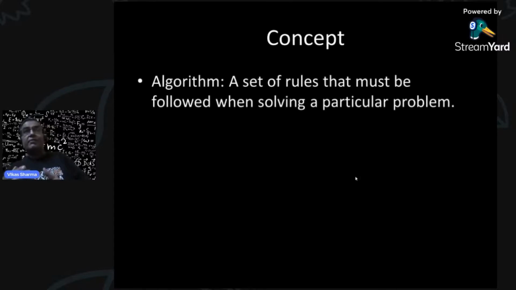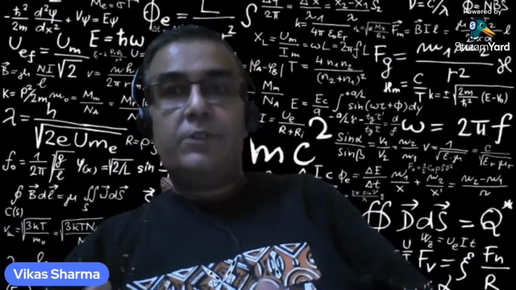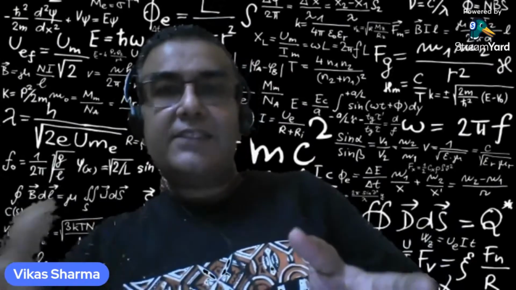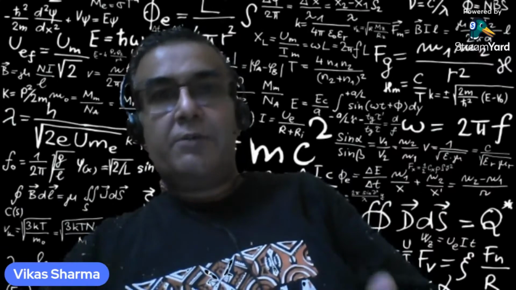An algorithm is nothing but a set of steps or a set of rules that must be followed when you are solving a particular problem. I'll give you a very simple example of when you make tea. What happens when you make tea? You have to take some water and some milk. Usually you take about 80% water and 20% milk.